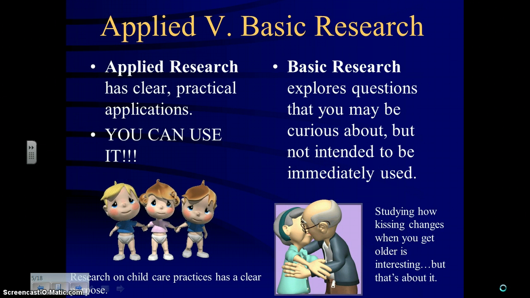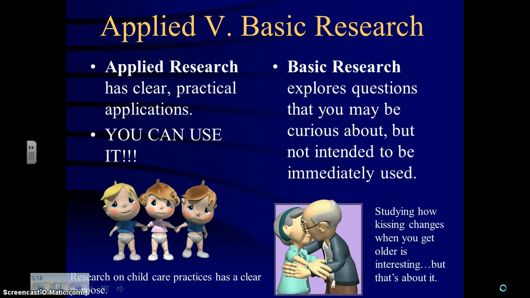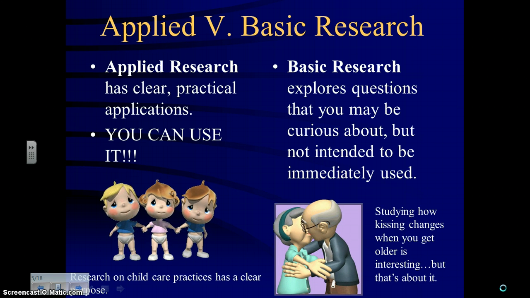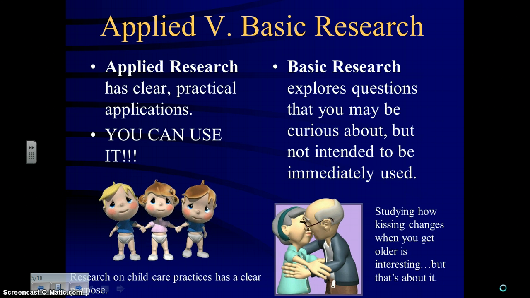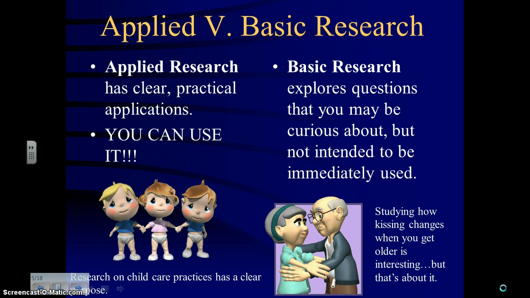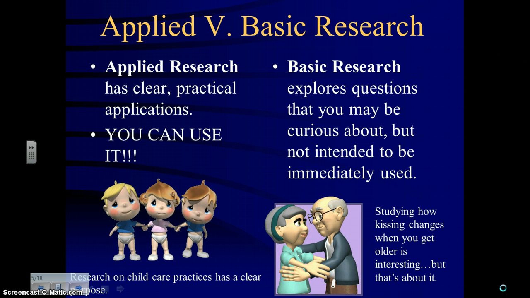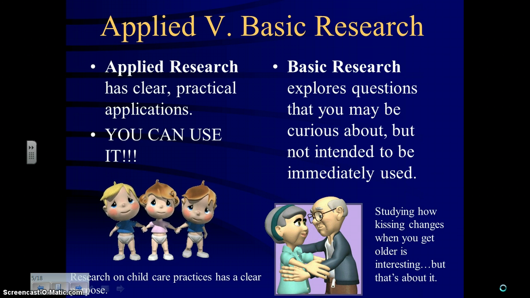Last thing we'll mention here is the idea of applied and basic research. When you talk about sociology and you're talking about people, there's a number of things you can look at. For example, applied research basically has clear practical applications. In other words, you can use it. Research on child care practices. That has a purpose. That has use. Okay, you can use that information to make life better in the future for maybe little kids or for parents, and such.